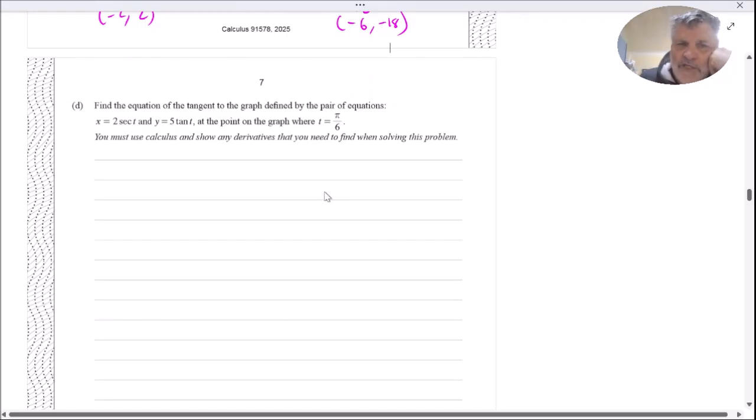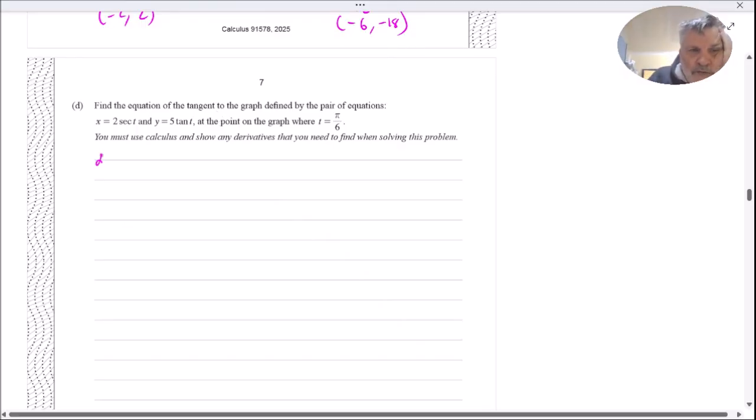Find the equation of the tangent to the graph defined by the pair of equations x equals 2 sec t and y equals 5 tan t at the point on the graph where t equals pi over 6. You must use calculus and any derivative. So we've got a parametric equation. We want the equation of a tangent. So to find the equation of a tangent, we need to find the gradient, which we find by differentiating.